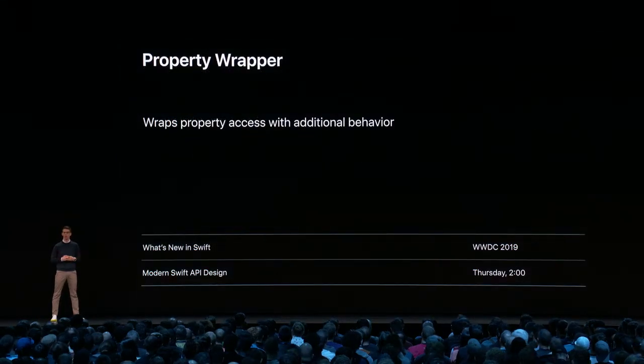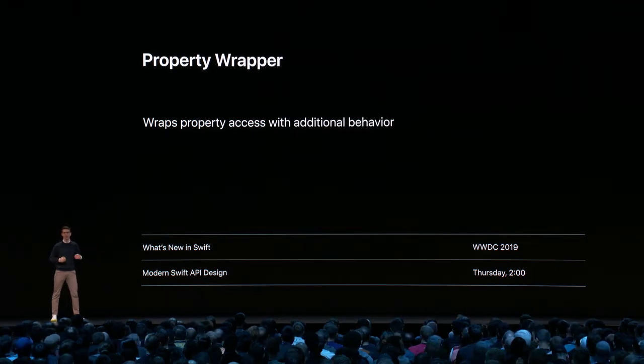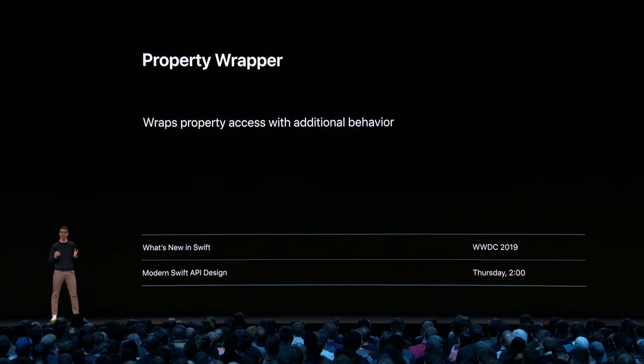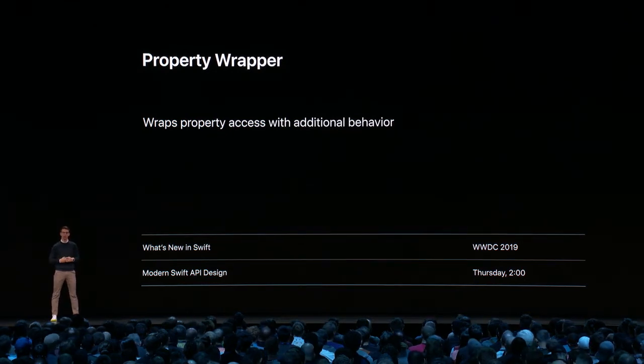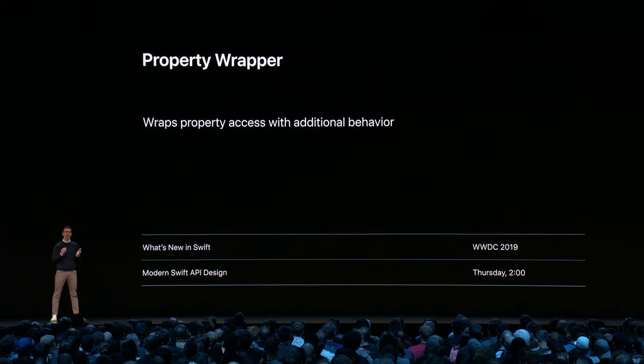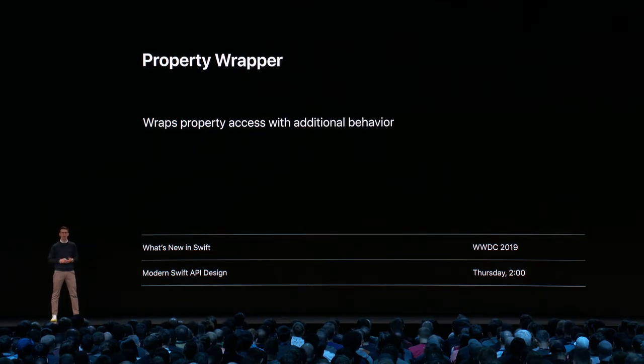But we're not going into much detail about how they work. And if you want to learn more, check out these two great sessions. For this talk, all you need to know is that when you add a property wrapper, you're wrapping that property and augmenting it with some additional behavior when it's read or written. And you might wonder, how does this work? What is this additional behavior with State?